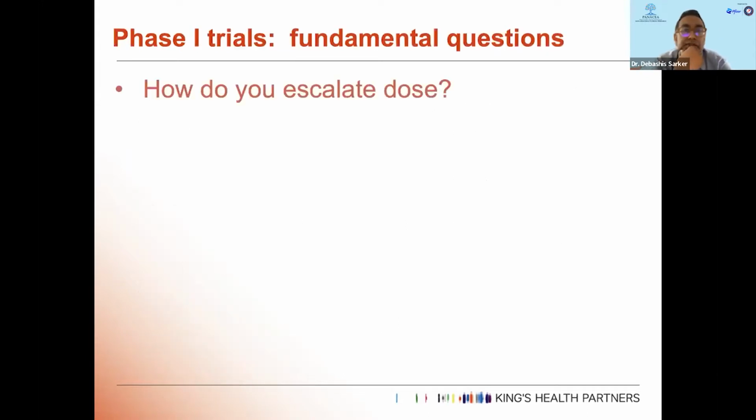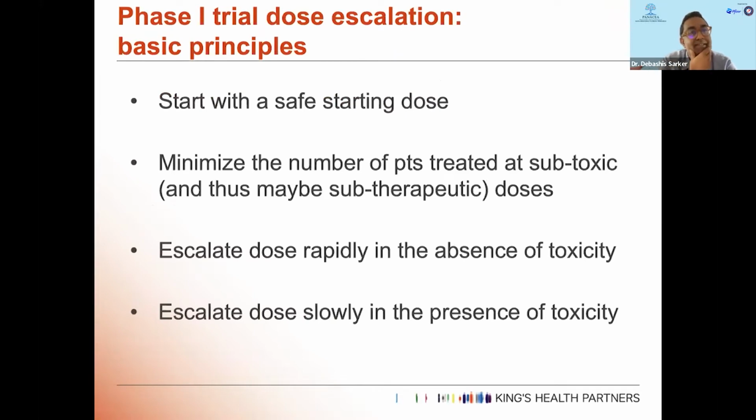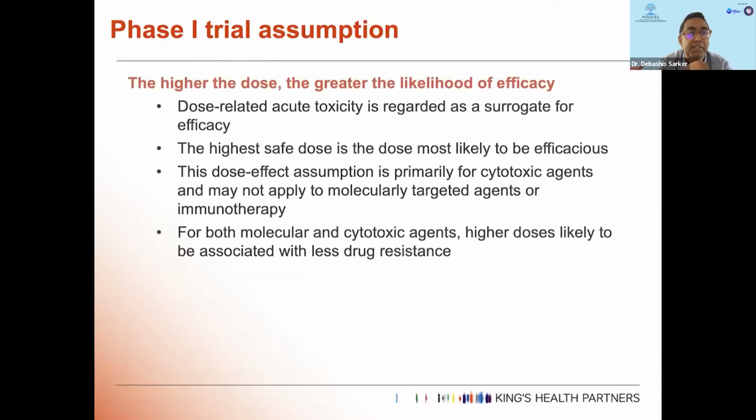So the next question for phase 1 trials is, how do you escalate the dose? What is the design of a trial to be able to escalate a dose? There are a number of principles when we think about this. The first is you have to start with a safe dose, okay? You should try and minimize the number of patients treated at subtoxic and perhaps therefore subtherapeutic doses. When you don't see any toxicity, you should escalate pretty rapidly. But as you start to see toxicity, perhaps you should slow down. These are historic principles that we've based many phase 1 studies on.